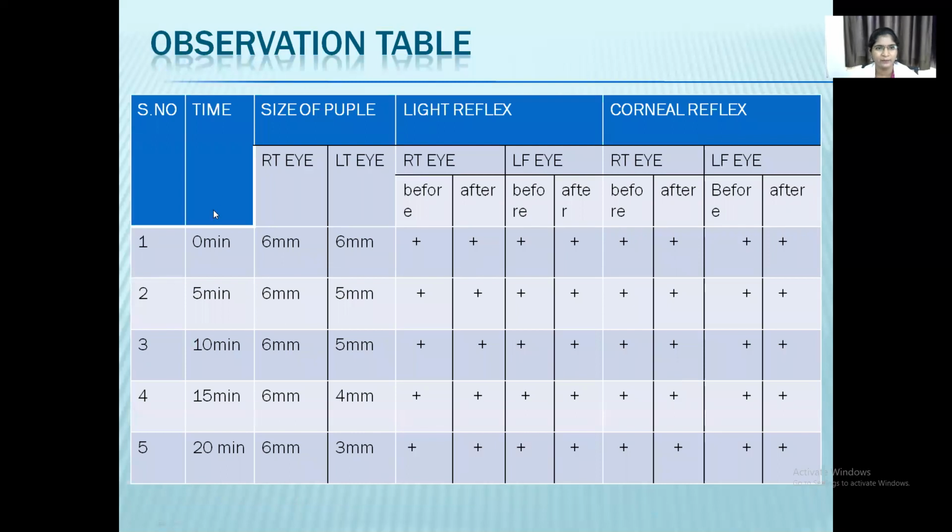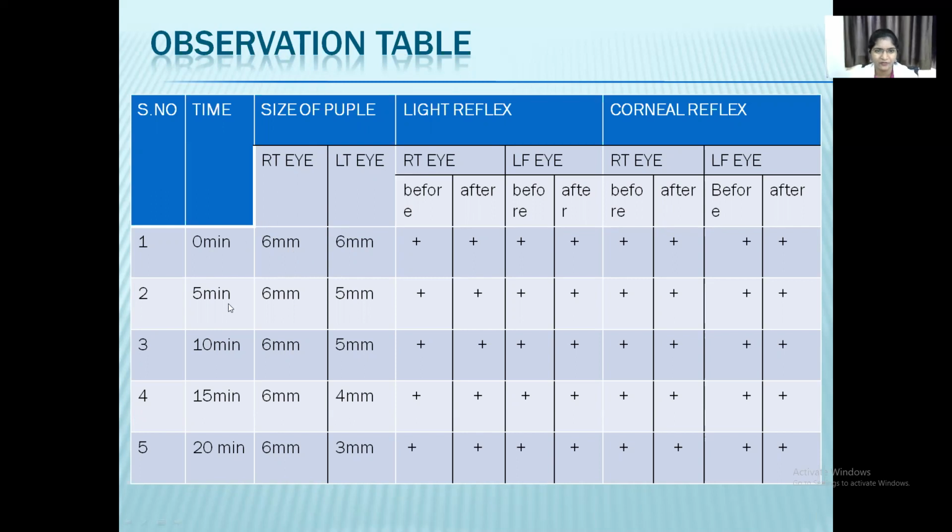First one is the serial number, time, and size of the pupil, right eye and left eye, light reflexes, that is right eye and left eye, corneal reflexes, right eye and left eye. So at 0 minutes you will instill normal saline in both eyes, right and left eye. After that you will check the diameter of the pupil size. It will be 6 mm. This is the normal diameter of the pupil.